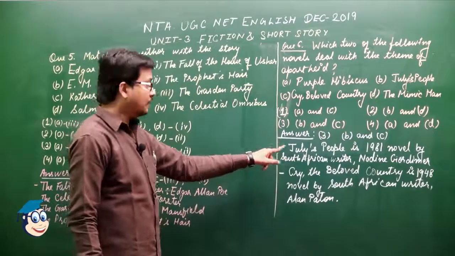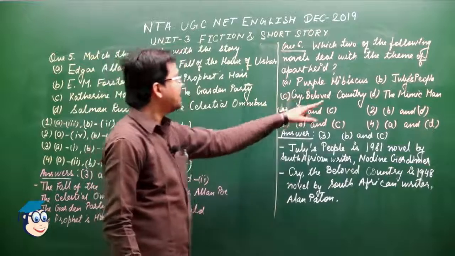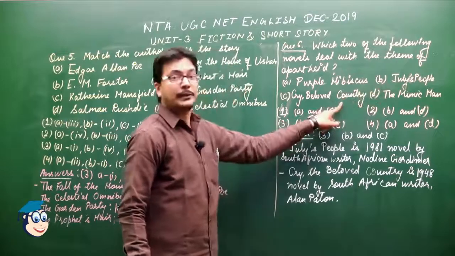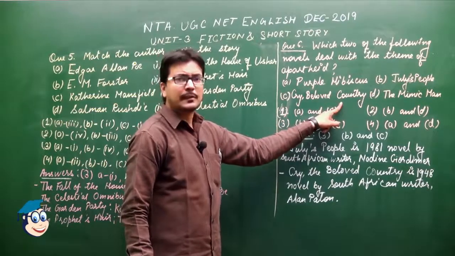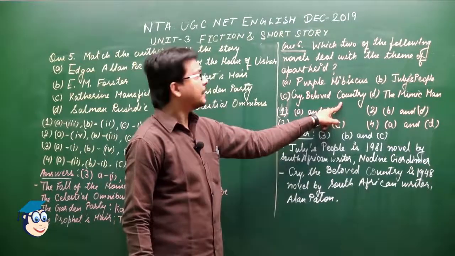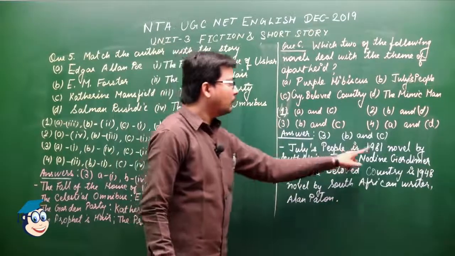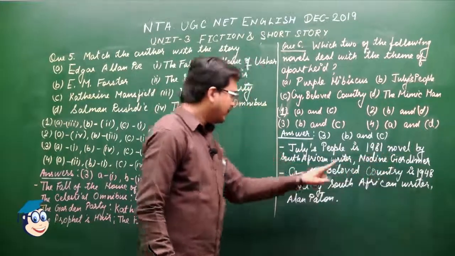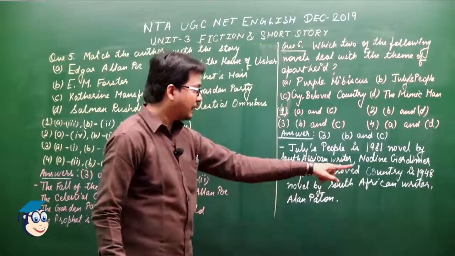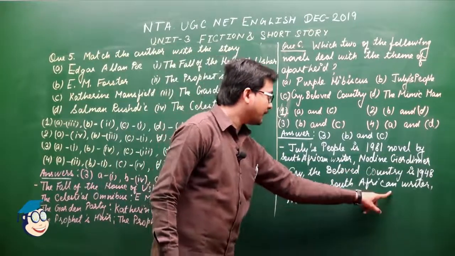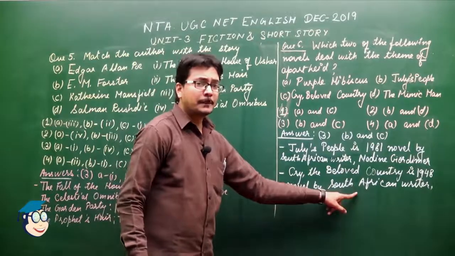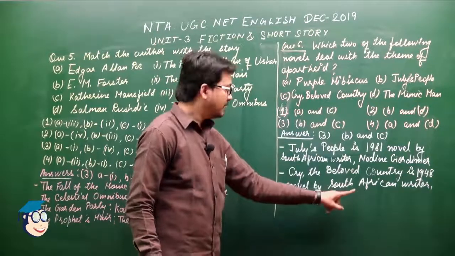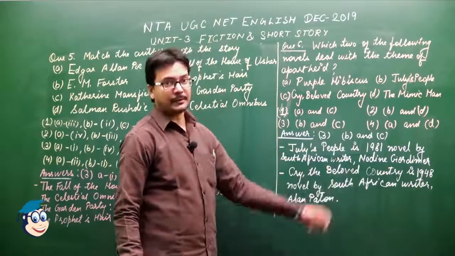If you talk about the correct answer, it's B and C. B is July's People and C, Cry, the Beloved Country. These two novels are related to the unjust cruelties of the European government in South Africa that was chiefly known as the apartheid system. July's People was a novel published in 1981 by the South African writer Nadine Gordimer. The second novel, Cry, the Beloved Country, was published in 1948 and it was written by the South African writer Alan Paton. You should never forget that both the writers are South African because we are talking about the apartheid system that was quite unique to and unjust to South Africa.